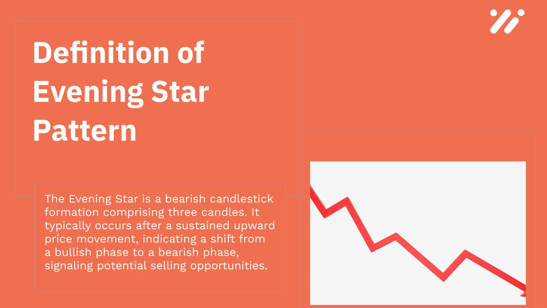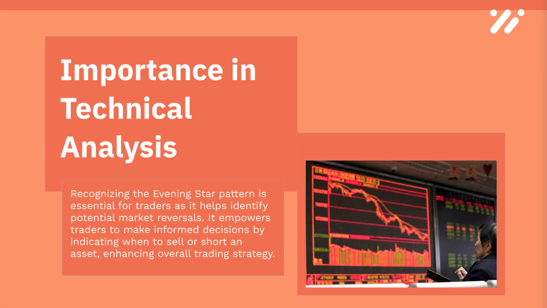The evening star pattern is a bearish candlestick formation often used in technical analysis to predict potential reversals in the price trend of an asset. It typically forms at the peak of an uptrend and signals that the upward momentum is weakening, with the likelihood of a bearish reversal. What is the evening star pattern?